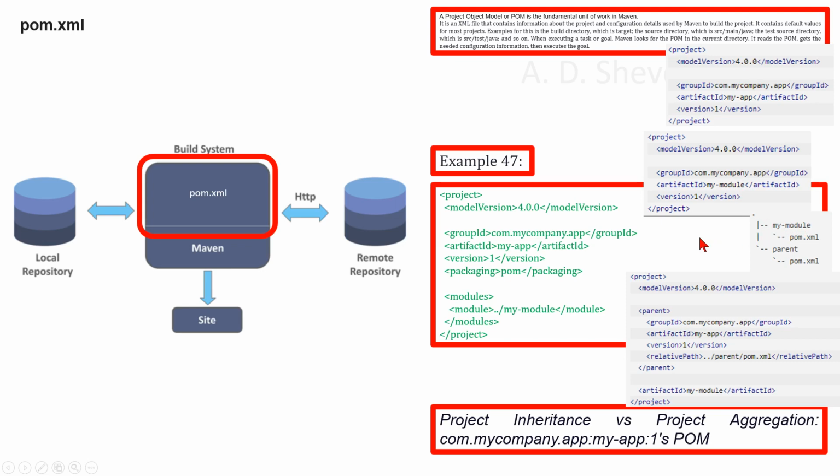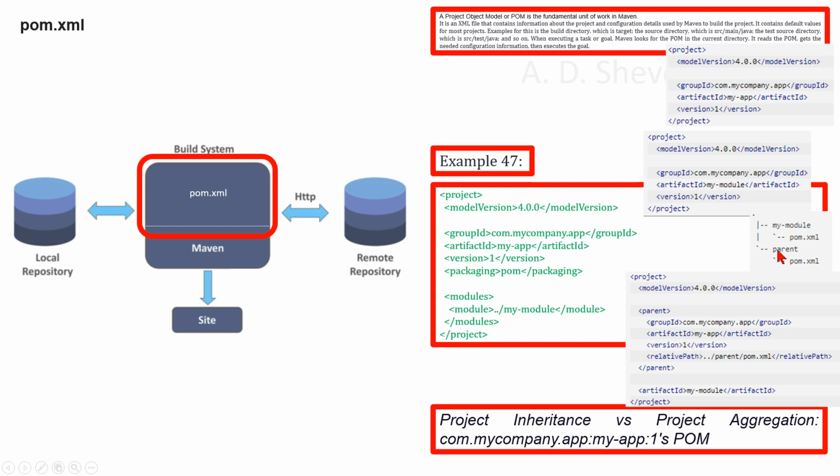The solution to do both project inheritance and aggregation is that you only have to apply all three rules. The three rules are: specify in every child POM who its parent POM is, change the parent POM's packaging to the value pom, and specify the parent POM's directories in its modules.